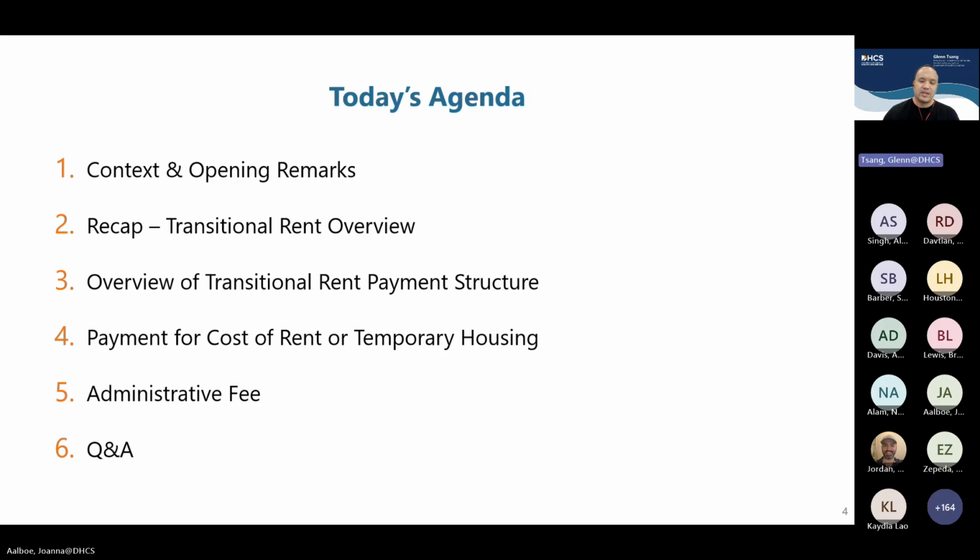So before we get into the transitional rent payment methodology discussion, we first want to provide some more opening remarks and a brief overview of key transitional rent policies to set the foundation. We'll hold some time at the end of the webinar for Q&A. Next slide, please.